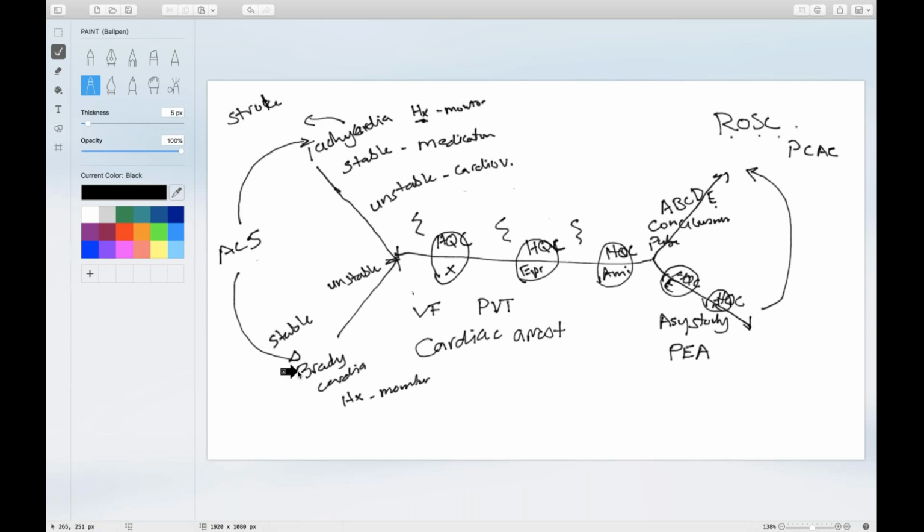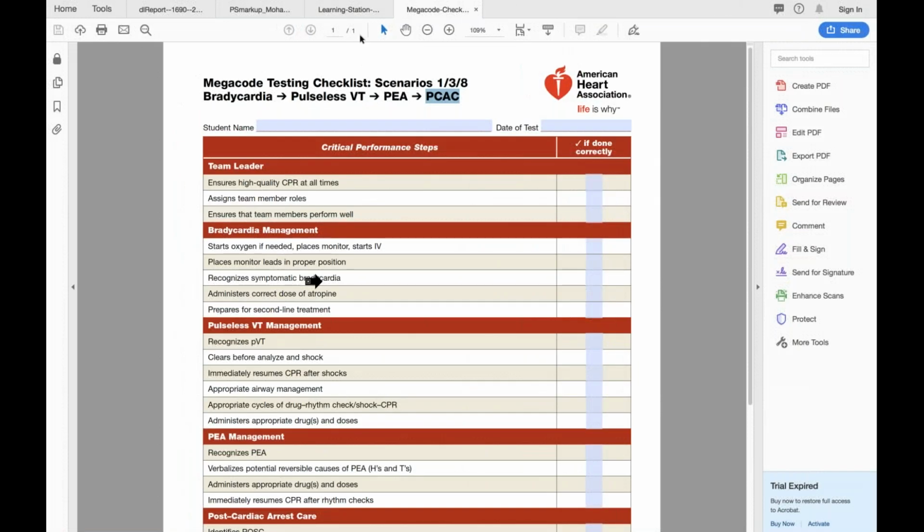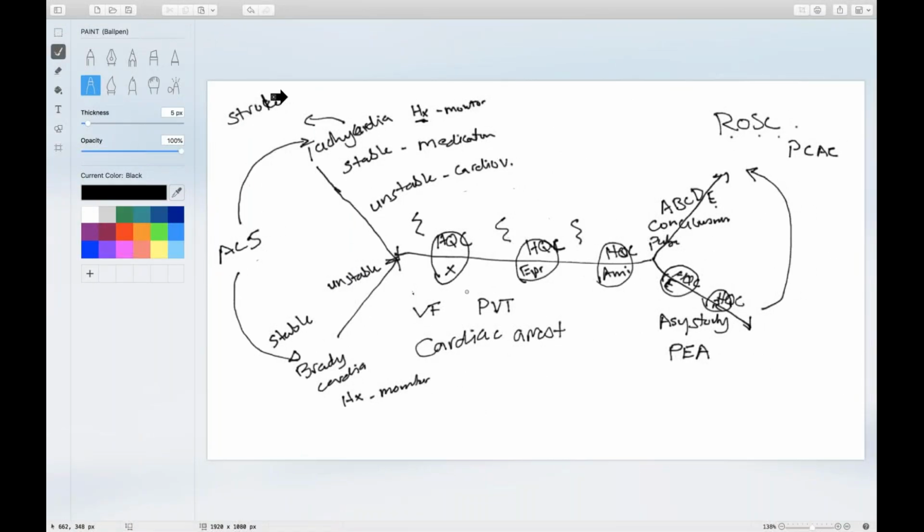So this student, we will start by giving him a scenario of bradycardia over here. Most likely it will be unstable bradycardia. Then, as you can see, what then? It's pulseless VTAC. So the patient will go to pulseless VTAC, cardiac arrest due to pulseless VTAC. When he sees the monitor, it will be pulseless VTAC.